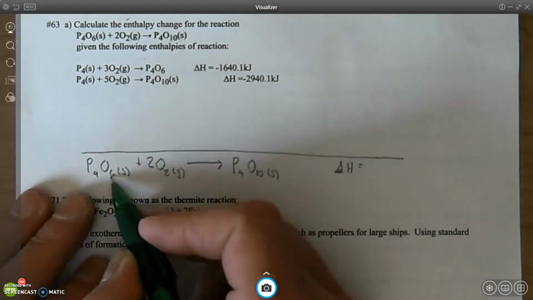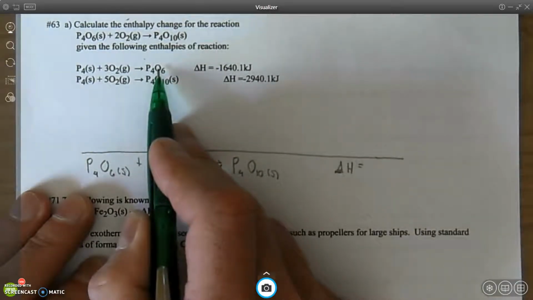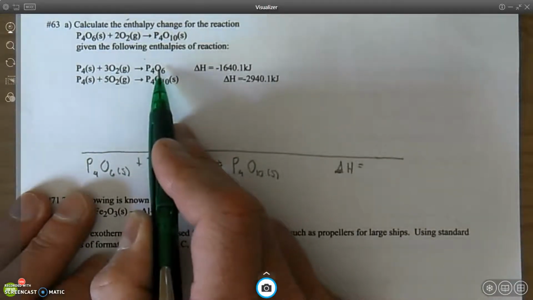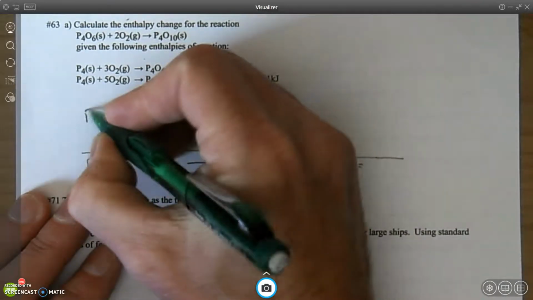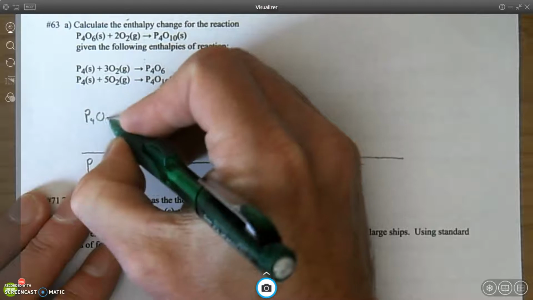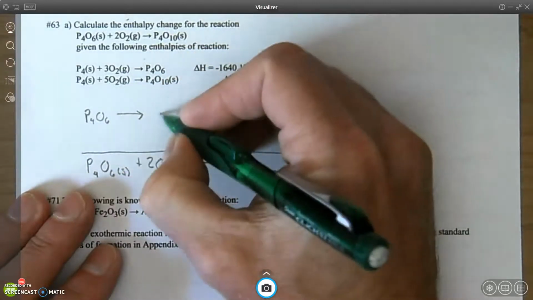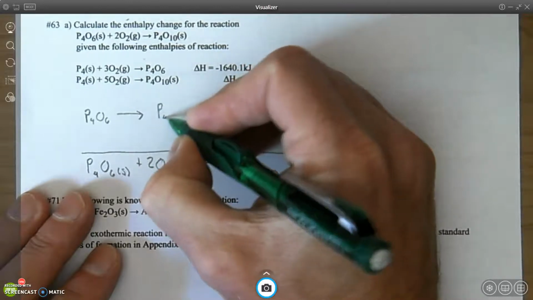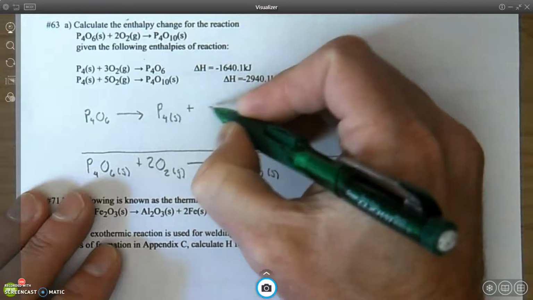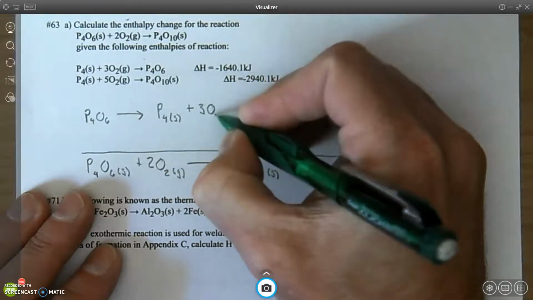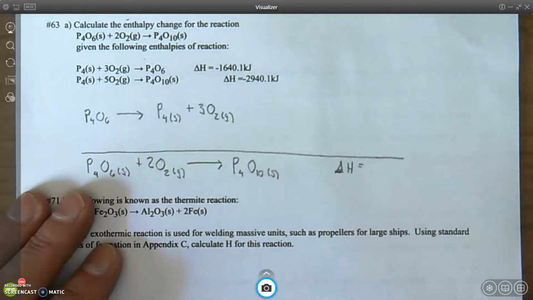So P4O6, there it is. It's on the right-hand side, needs to be on the left. So I'll just flip that around. I'll say P4O6, draw the line over, and we get P4 solid plus 3 O2 gases. Okay?